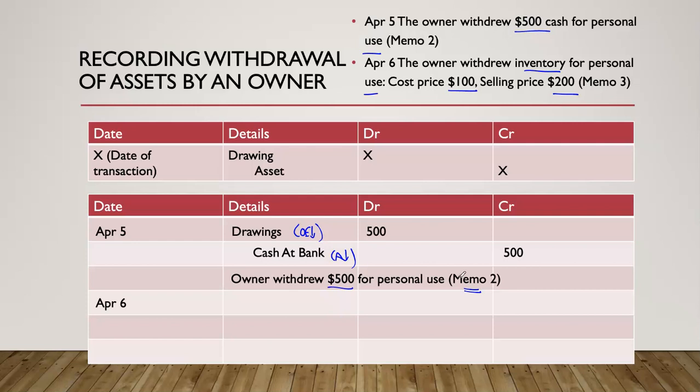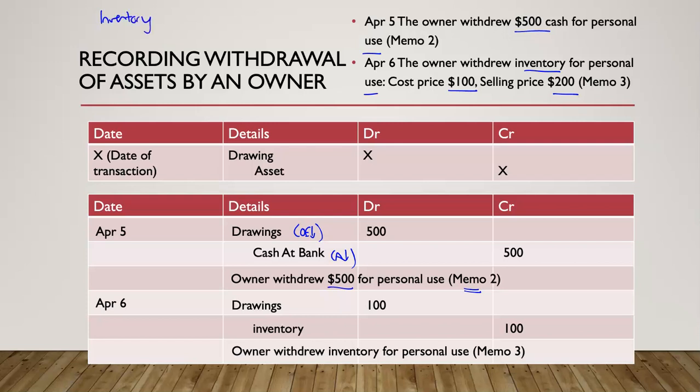On April 6, we also have a drawing, this time of $100, and that might have been a question, which one do I use? And our inventory has also gone down. And the owner withdrew inventory for personal use. Why did we record the inventory at $100? Because remembering back to year 11, inventory is always recorded at the cost price. And we'll go through that a bit more in future classes.